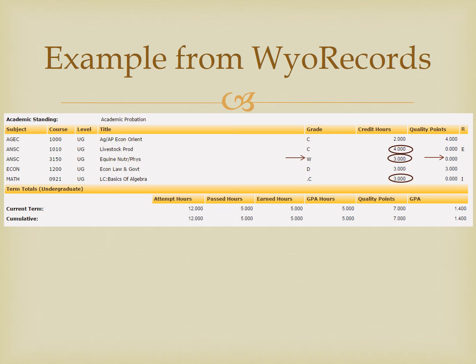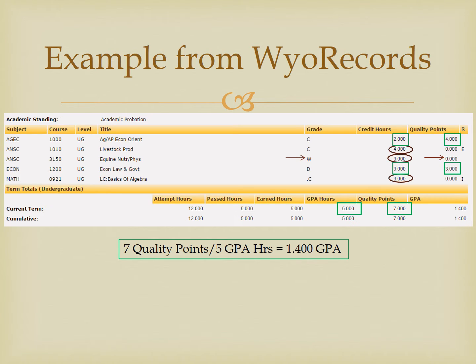And then we also come down and look at the Math 0921 course. Because this is a 900 level course and it's not a college level course, that class is not GPA bearing, so that C has no impact on the grade point average. So for this specific semester, the computer only shows 5 grade point average hours, GPA hours, and 7 quality points, which gives the student a 1.4 grade point average. Now, in the moment when this semester was calculated, that C for Animal Science 1010 would have been included. It becomes excluded after it's retaken at a later date.